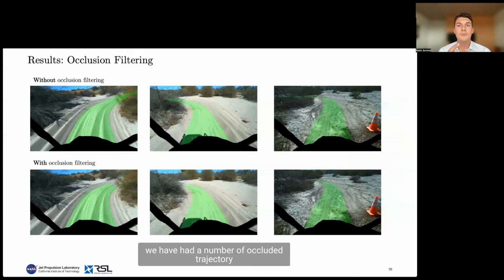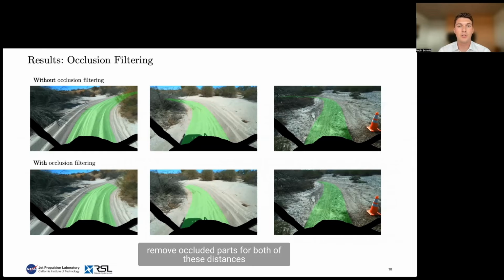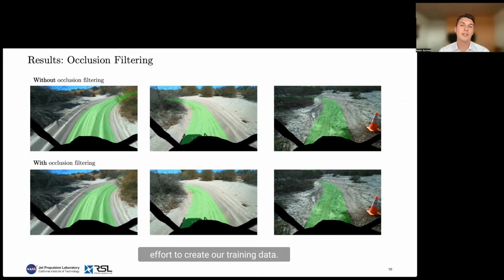Driving off-road, we have had a number of occluded trajectory parts in the projected trajectories, mostly from vegetation. Since occlusions were at a close distance and some at the further, our tool was still able to project the future wheel trajectories and remove occluded parts for both of these distances reliably. With this, we had zero human labeling effort to create our training data.